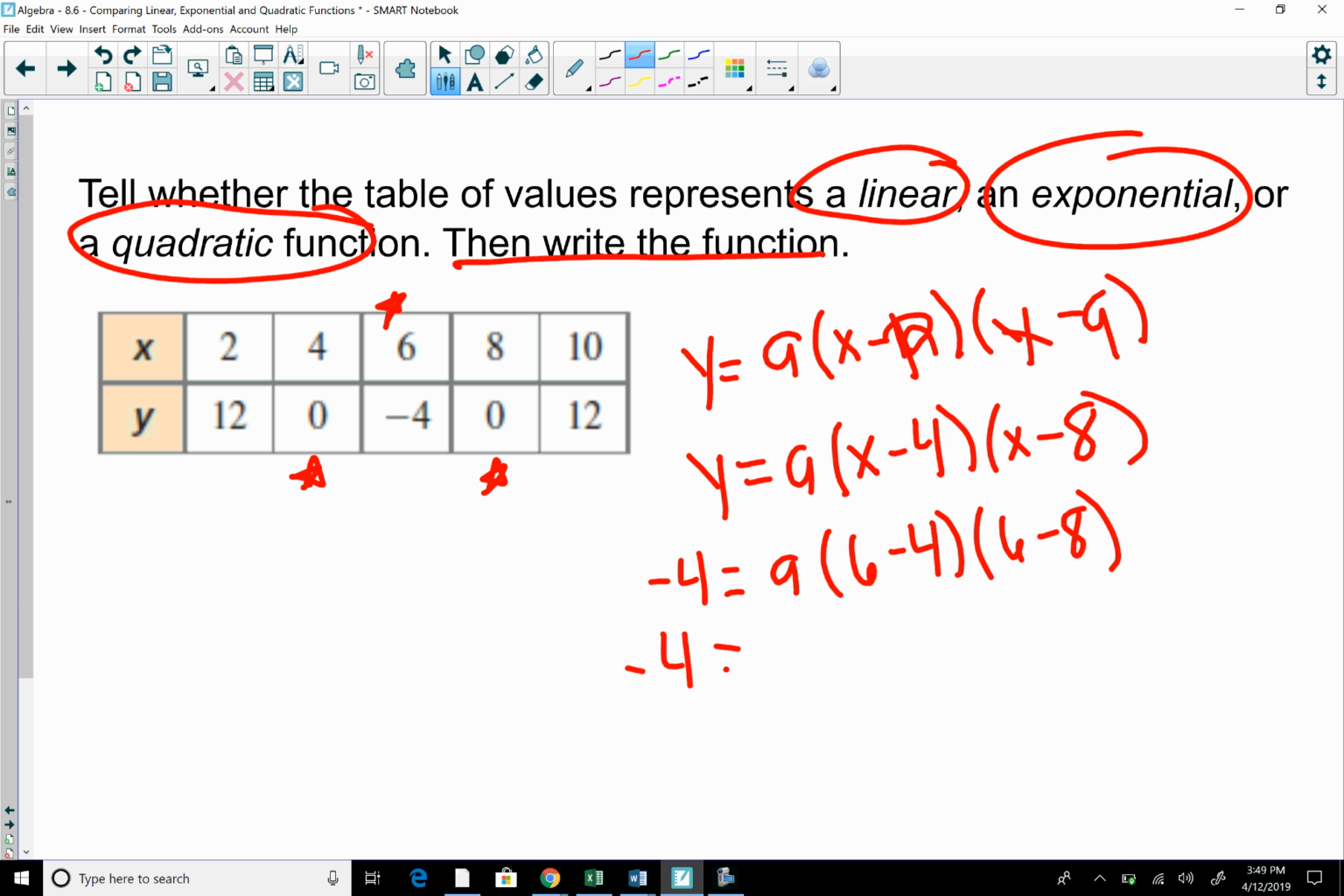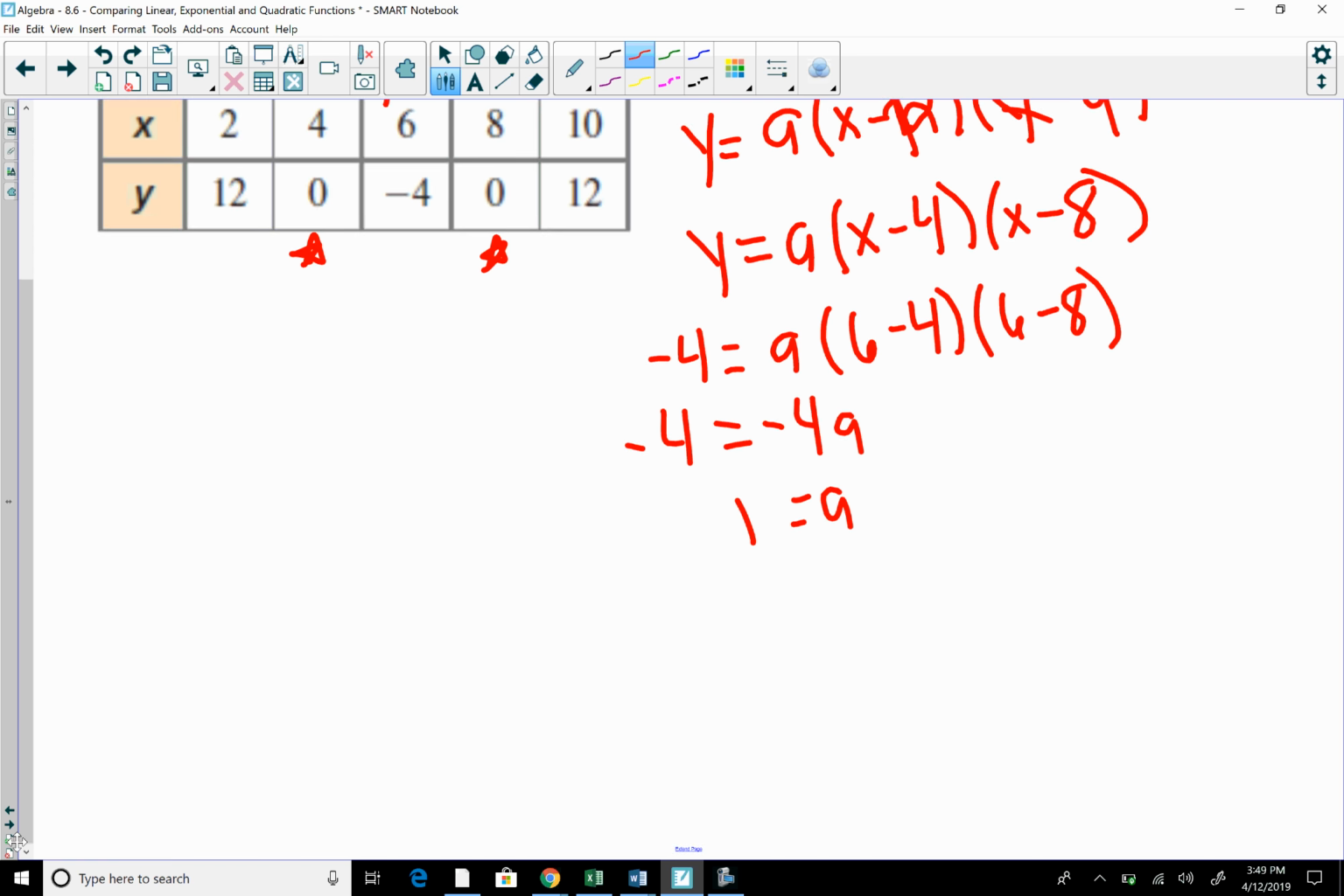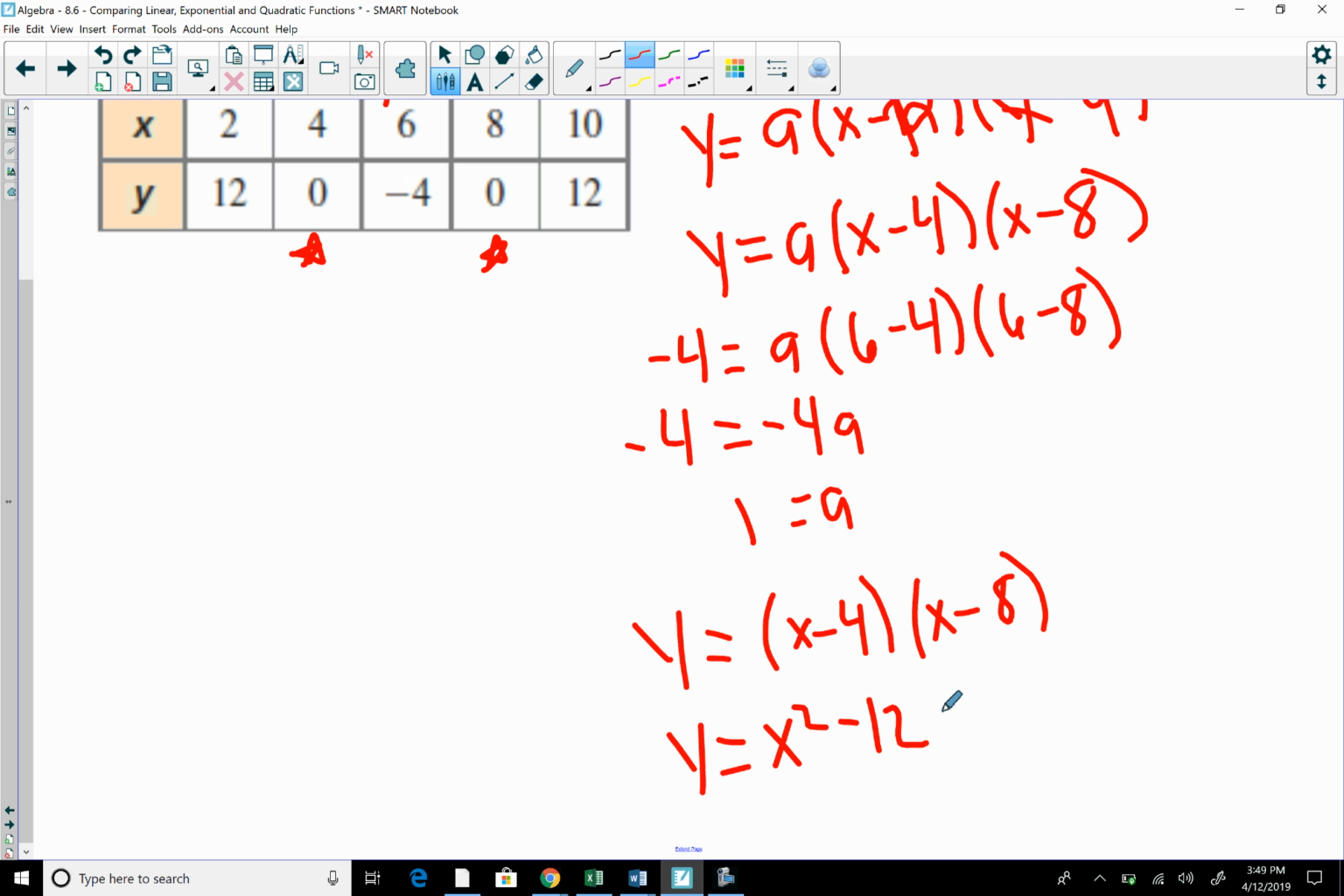So -4 equals 6 minus 4 is 2 times -2. So again, that would be -4a. A would just be 1. And then I just went ahead and plugged all of my stuff back in. So y equals, your a value is 1, so that would be x minus 4 times x minus 8. FOIL all of that together. So that would give you x squared minus 12x plus 32.